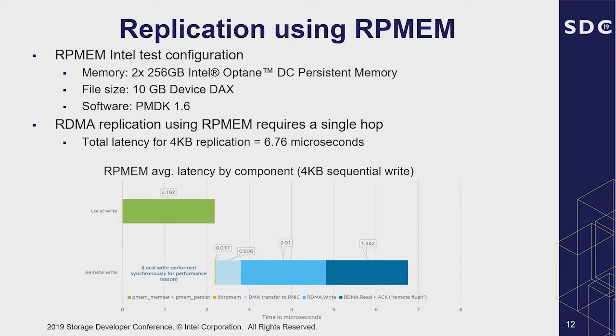And you can see the average latency by component. And again, this is on a 4K sequential write. You can see where we have the write to the persistent memory. We have the DMA transfer, the RDMA transaction, and then there's an acknowledgement that happens at the end. So in the previous example, we were at roughly 60.15 microseconds. Here we're at 6.76. So it's a much quicker replication strategy using replication on RPMEM.